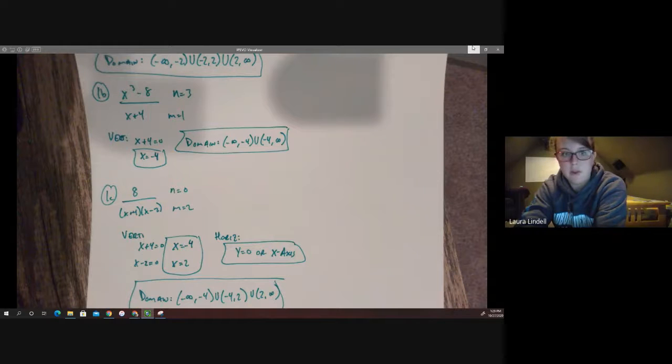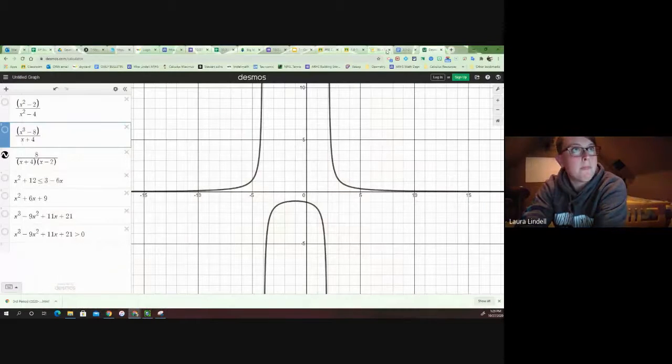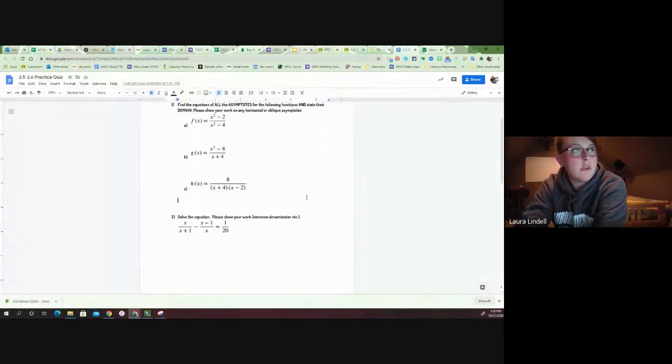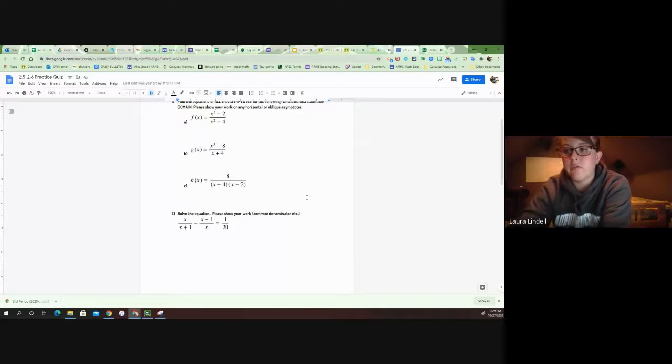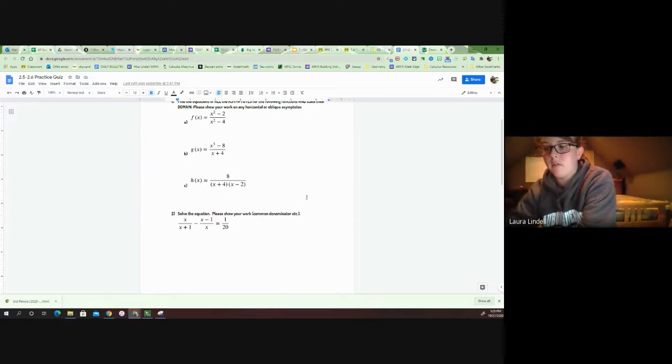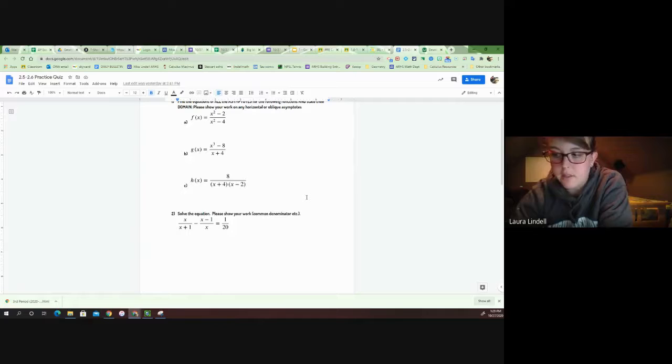So then moving right along to number 2, we have to solve the equation, show your work finding common denominator, and all those things. So let's write this down real quick. Number 2, x over (x plus 1) minus (x minus 1) over x equals 1/20.